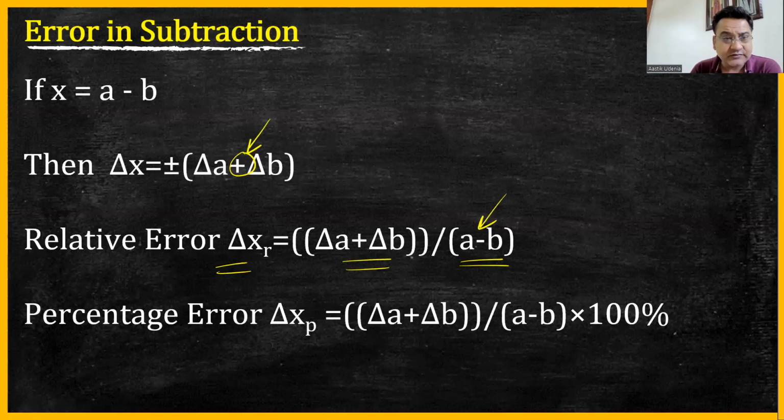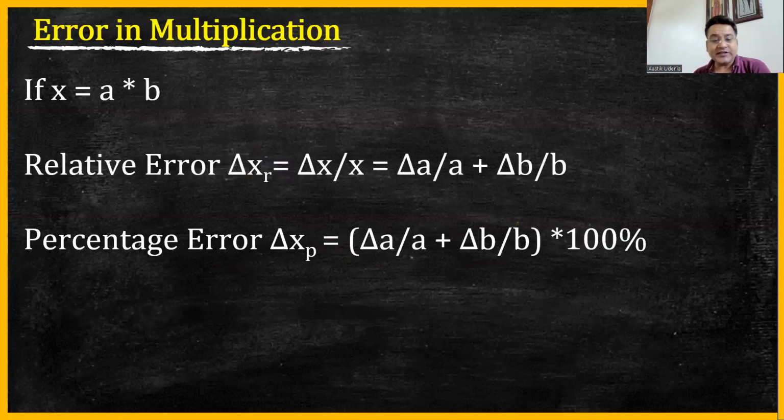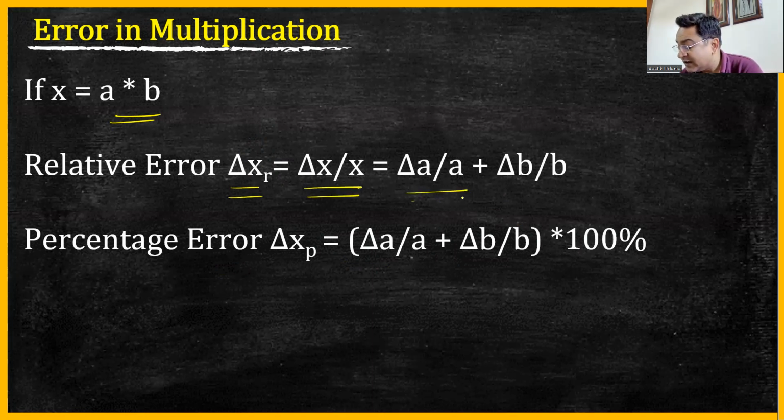Yes, sir. Noted this down. Then we have errors in multiplication. When we have multiplication, x is the multiplication of a and b. The relative error in the value, delta x by x, where x is the original true value, is delta a by a plus delta b by b. We understand this?